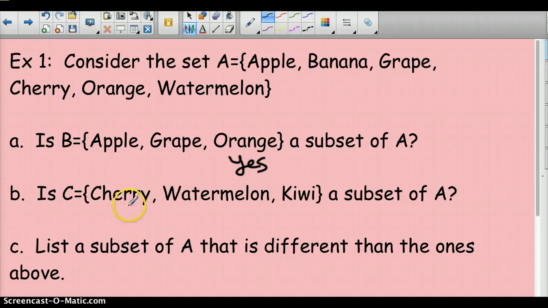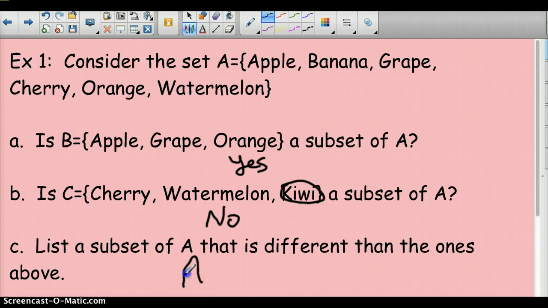We'll look down at the next one. The next one says, is cherry, watermelon, and kiwi a subset of A? So I'm going to look, are all these in set A? Well, cherry is, watermelon is, but I don't see kiwi up here in A. And the fact that there was even one element that is not in the other set means that this is not a subset.